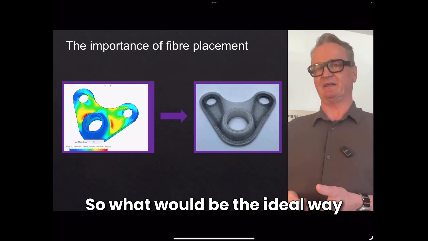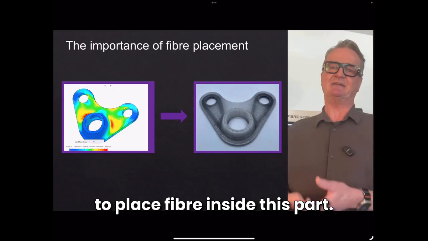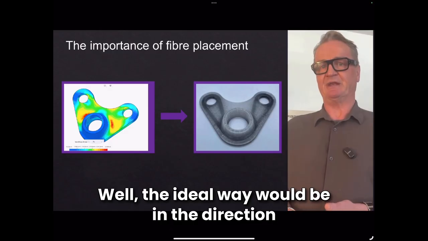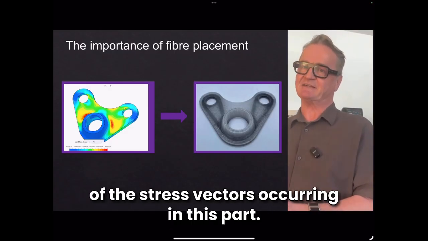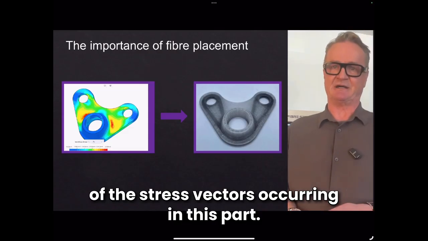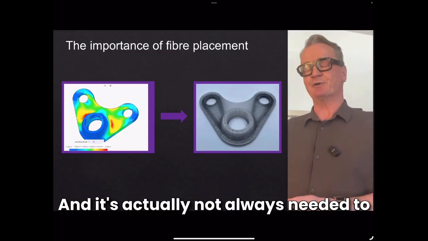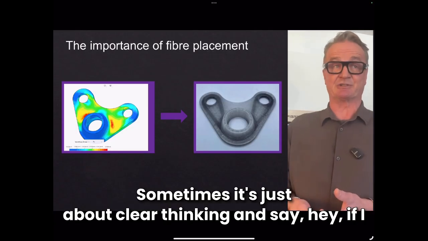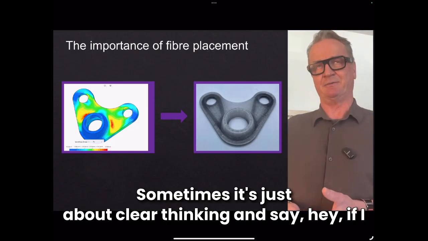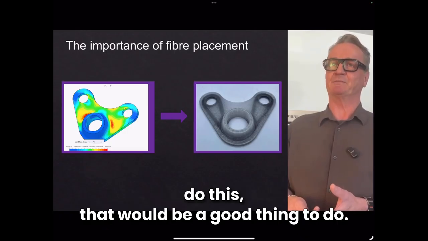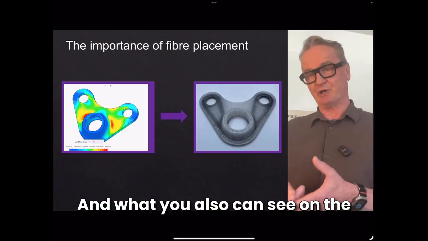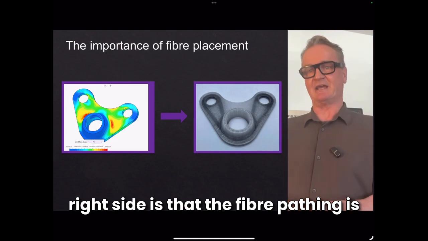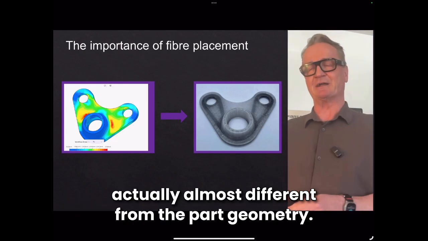So what would be the ideal way to place fibers inside this part? Well, the ideal way would be in the direction of the stress vectors occurring in this part. And it's actually not always needed to do a simulation to figure it out. Sometimes it's just about clear thinking and say, hey, if I do this, that would be a good thing to do. And what you also can see on the right side is that the fiber pathing is actually almost different from the part geometry.